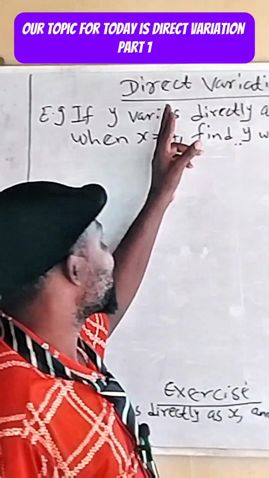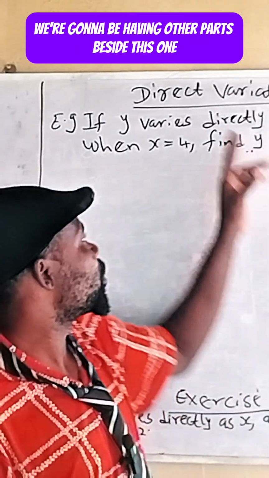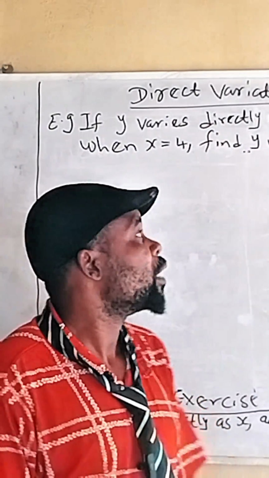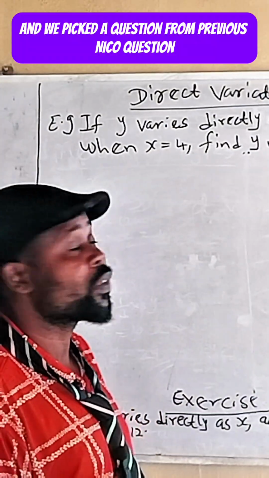Our topic for today is direct variation, part 1. We're going to be having other parts beside this one. And we picked a question from a previous NABTEC question.